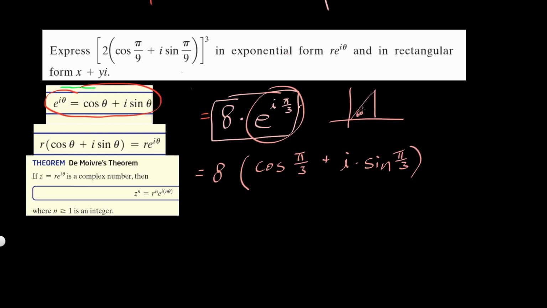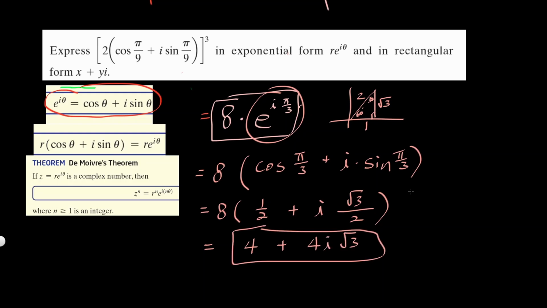So draw 60 here, then that must be 30, square root of 3, and this is 2. So it's going to be 8 times cosine pi over 3, which is adjacent over hypotenuse, it's 1 over 2, plus i, sine will be square root of 3 over 2. And then all you need to do is just distribute 8. So that becomes 4 plus 4i square root of 3. So that should be the answer.